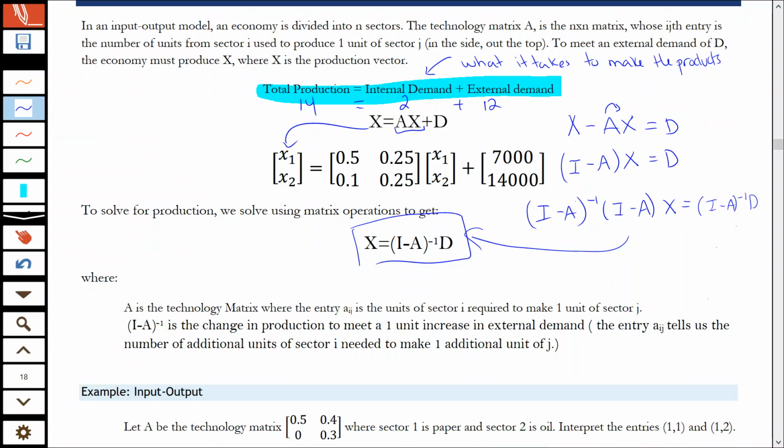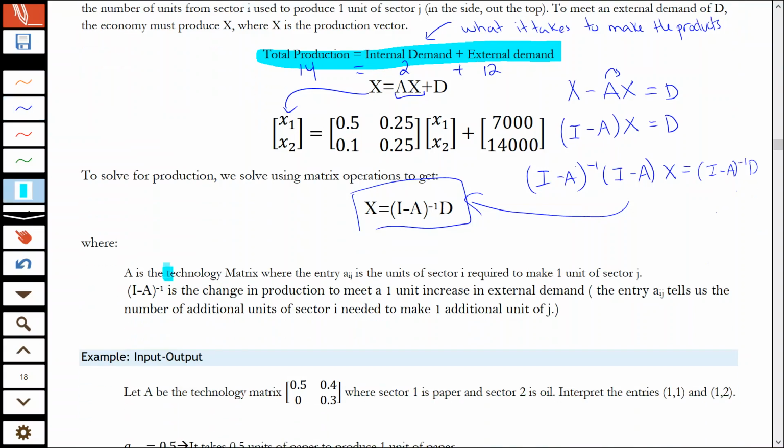So we want to recognize that the A matrix is what we call the technology matrix, and each entry is telling us the amount of sector i required to make one unit of sector j, and that the I minus A matrix is going to be the change in production required. So the A matrix, the technology matrix, is just how much does it take to make a unit, but I minus A is the change in production in order to meet a 1 unit increase to external demand. So what do I have to do to my production to meet external demand?